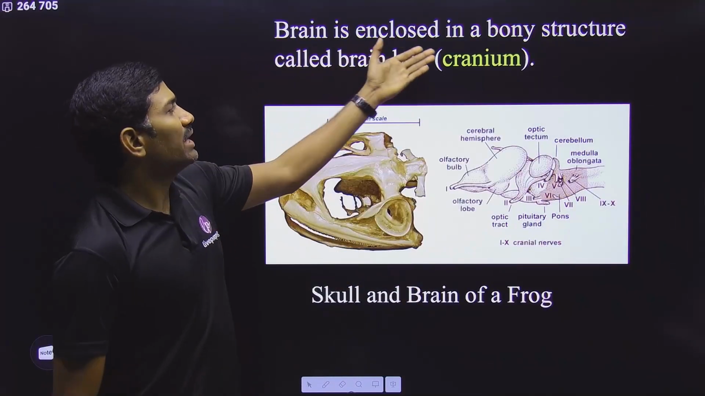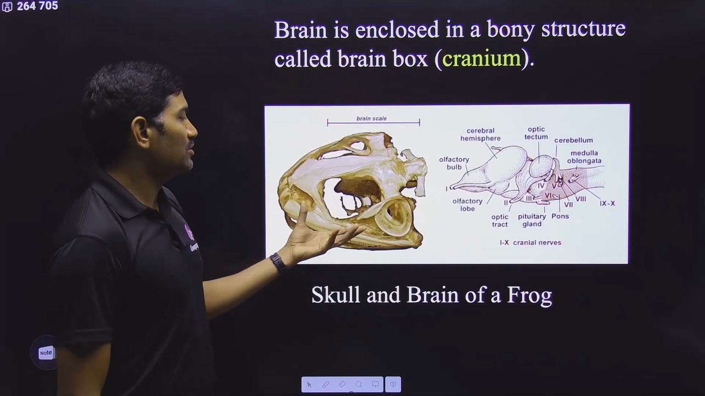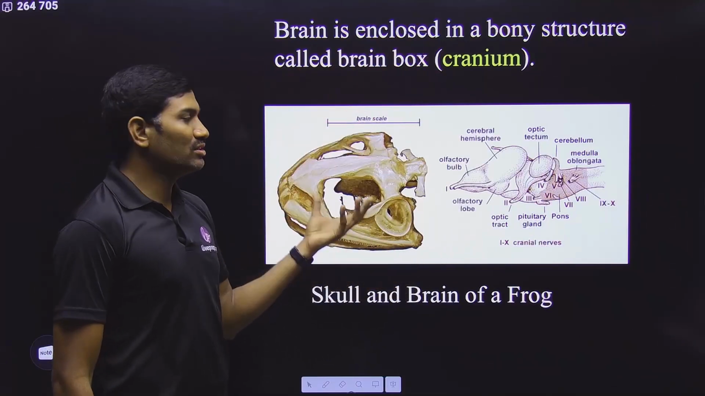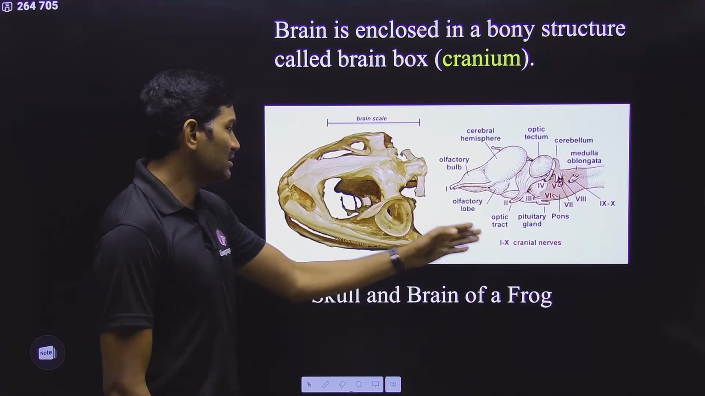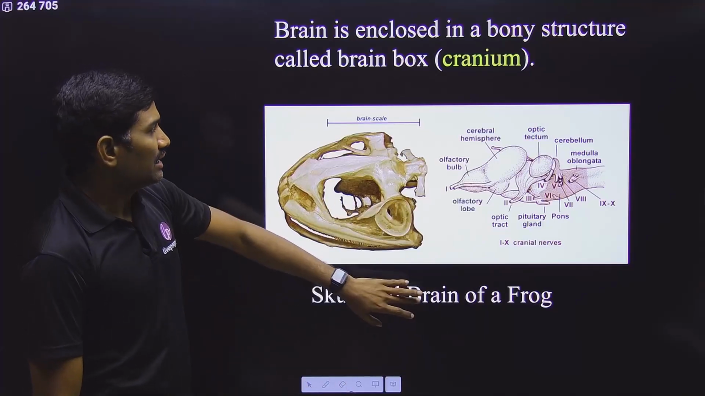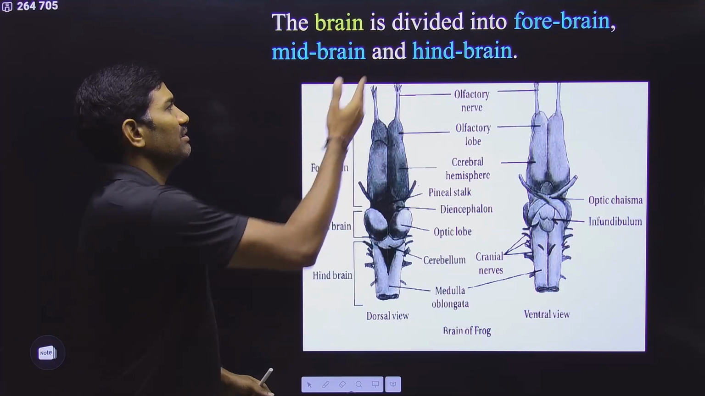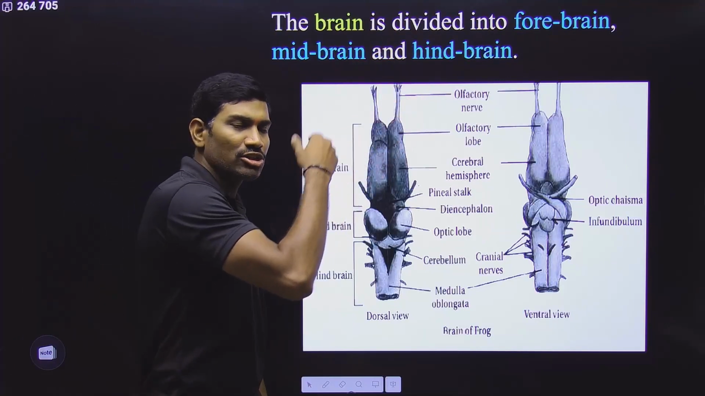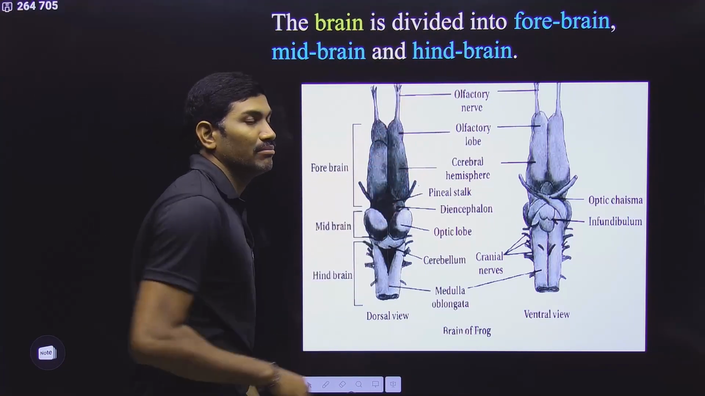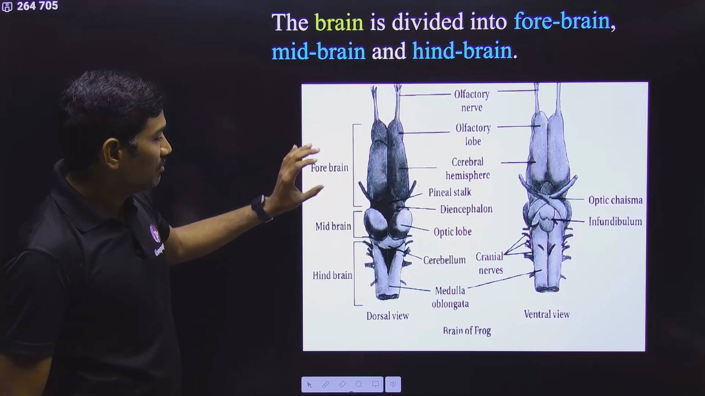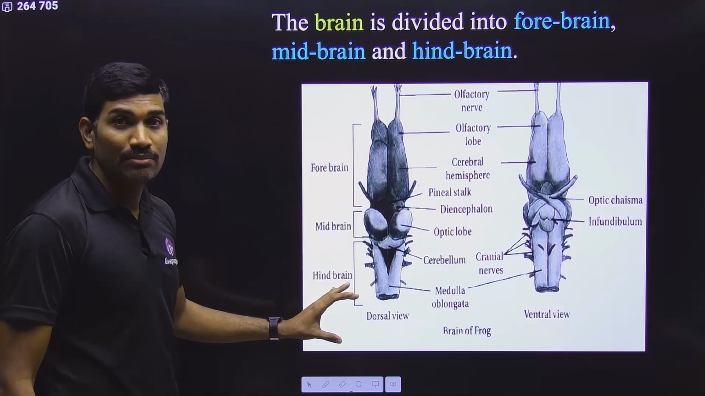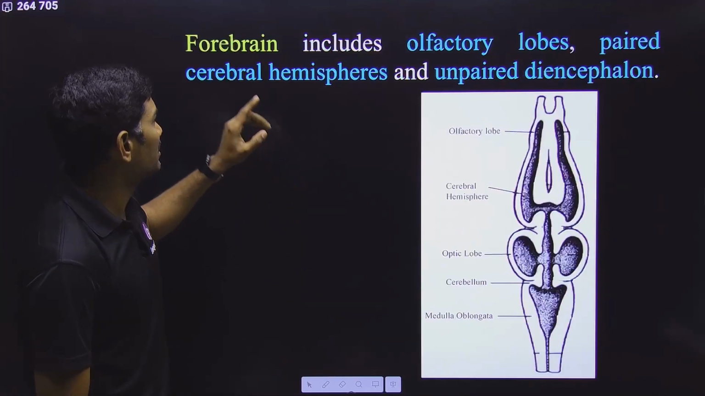Next one, the brain is enclosed in a bony structure. What is this bony structure called? It is called the cranium. So this is the cranium, and this is the brain that is present inside this cranium. Next one, the brain is divided into, as in the human also, three names. So here also three names: forebrain, midbrain, hindbrain. But what is present in the forebrain, what is present in the midbrain, what is present in the hindbrain? These points are also important, we will see.